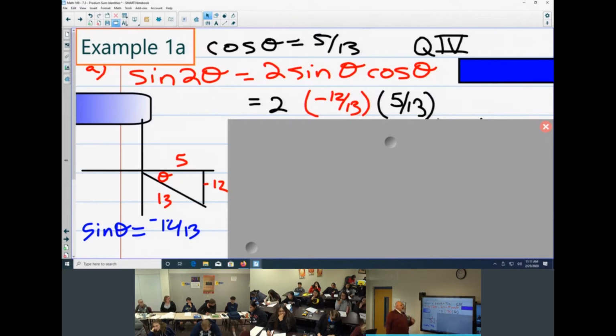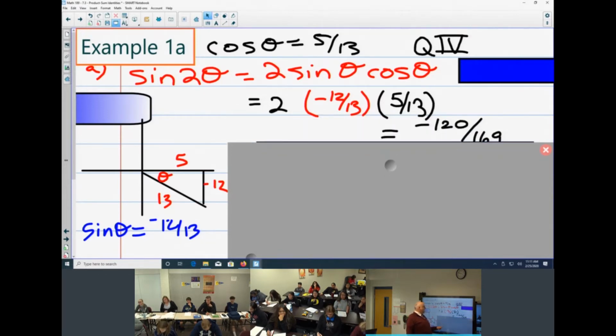Now I plug in: I've got 2, the sine of theta is negative 12/13, and the cosine of theta is 5/13. Simplifying that, I get negative 120 over 169. Let's just stop there. What I want you to do is on practice 1A, just find the sine of 2x. I've given you the cosine, so you find the sine of 2x.